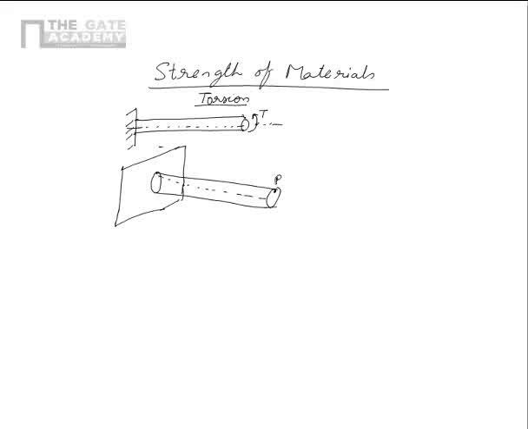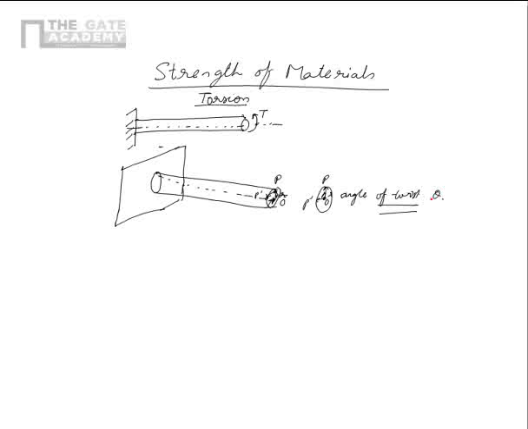So the point P, let's say, which was originally here, after some time comes here, P dash, and this is the center. So if the radius of the bar is R, then there is a particular twist. I zoom into that region: the angle POP dash is known as the angle of twist, or simply twist. It is denoted by theta.